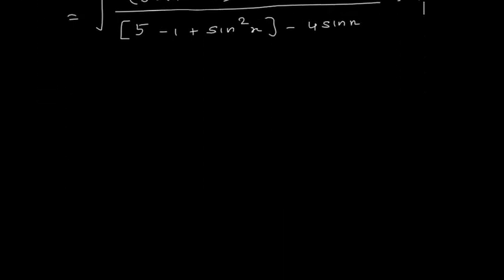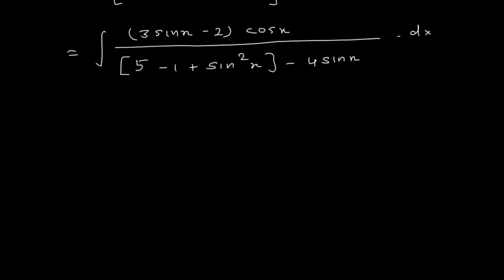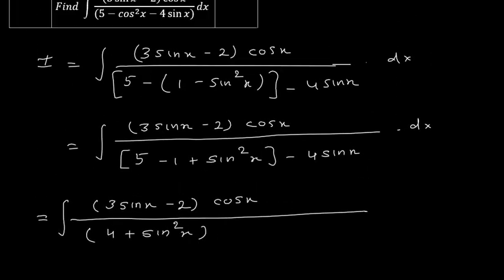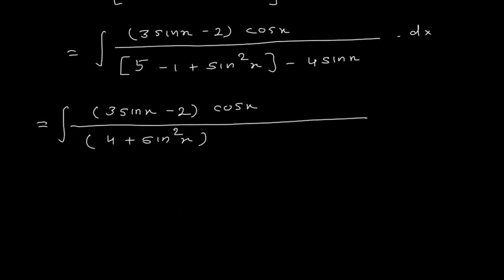So this again we will expand and we will get this equal to the integration of (3 sin x minus 2 cos x) divided by (5 minus 1 is 4. So in one bracket I have 4 plus sin square x, and 5 minus 4 cos square x minus 4 is minus 4 sin x) into dx.